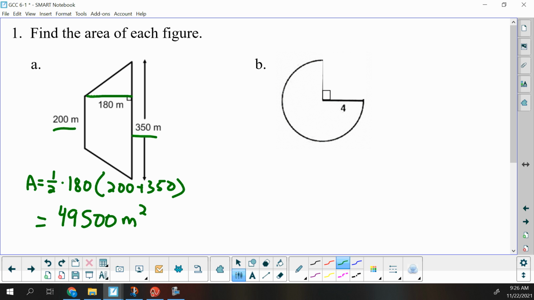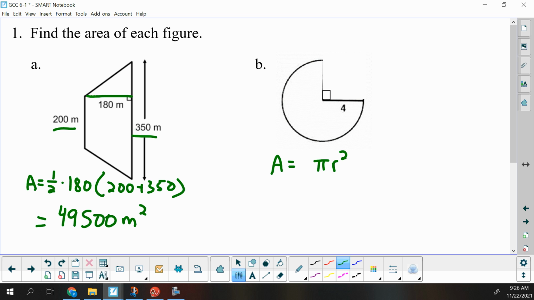So next we've got a portion of a circle. Well, for our formula, let's write A equals, then leave a little space, and then we saw from the previous page that we have pi times radius squared if it's a whole circle. So what we want to think about is what fraction of a circle do we have?